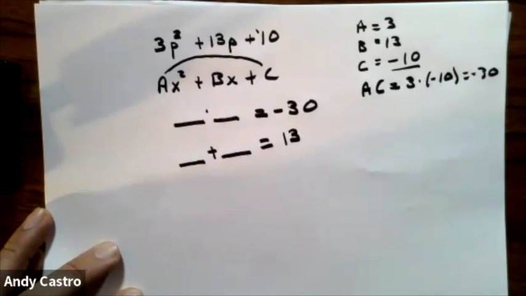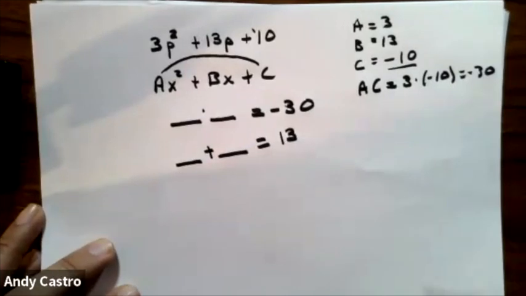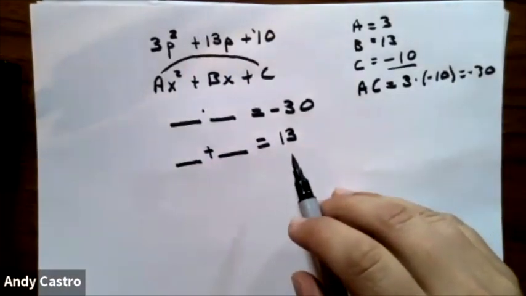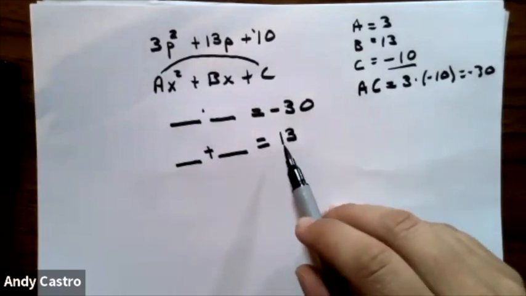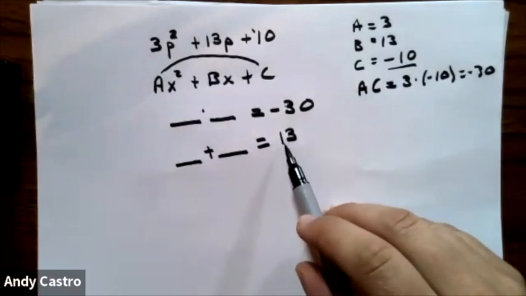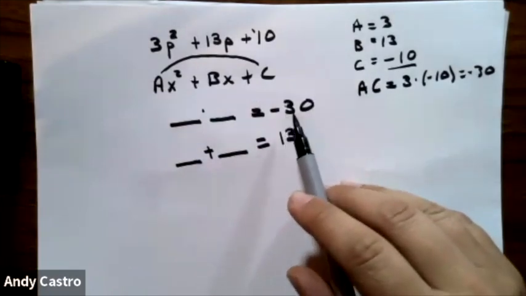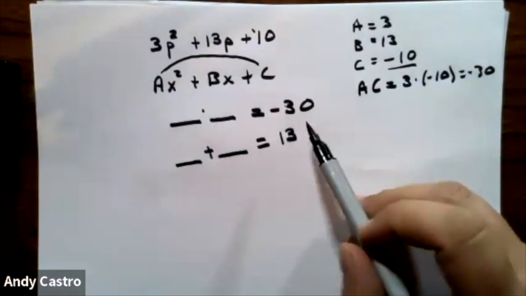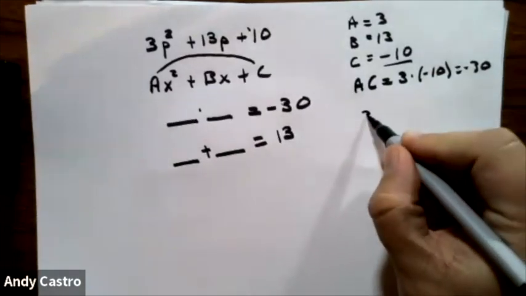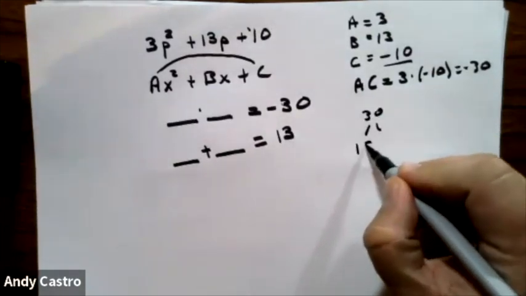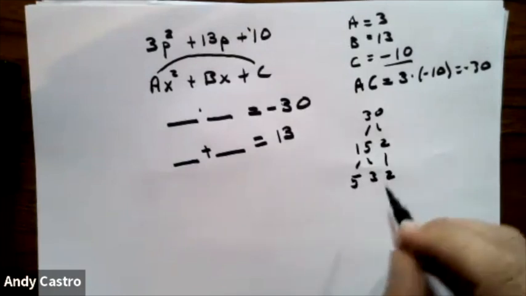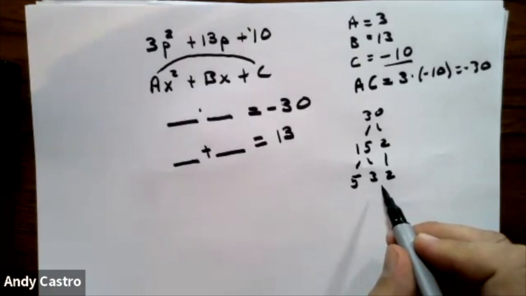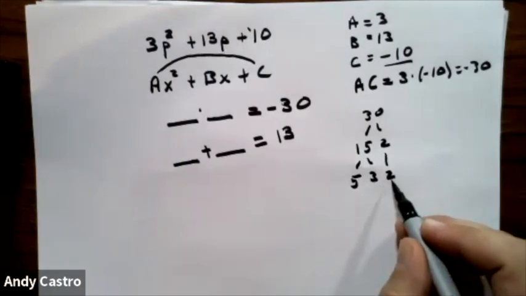All right. And so we can see that 10 and 3, if I add 10 and 3, gives me positive 13, but if I multiply 10 and 3, that gives me positive 30. So let me go ahead and break 30 down. Obviously, that's 15 and 2, 5 and 3. So 3 and 10. You can also do 6 and 5.